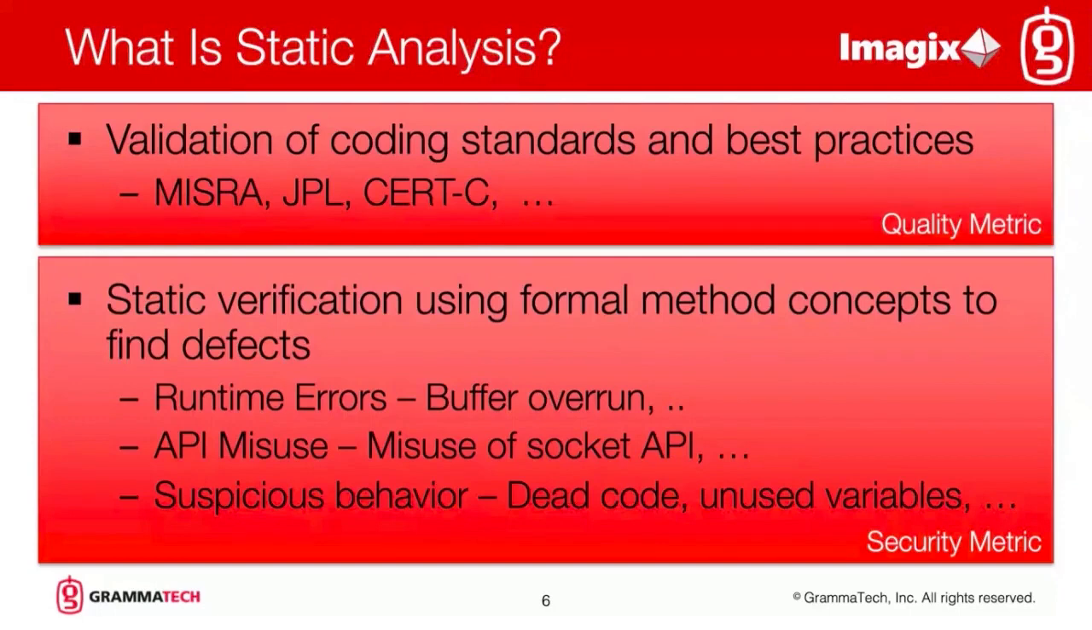They find these runtime errors, they find API misuse, right? So maybe you've done a free of a pointer and you still use the pointer. And they can find suspicious behavior. They can find dead code, unused variables, those type of things. So I call that the security metric. And that's what I'll focus on in the next couple of slides.